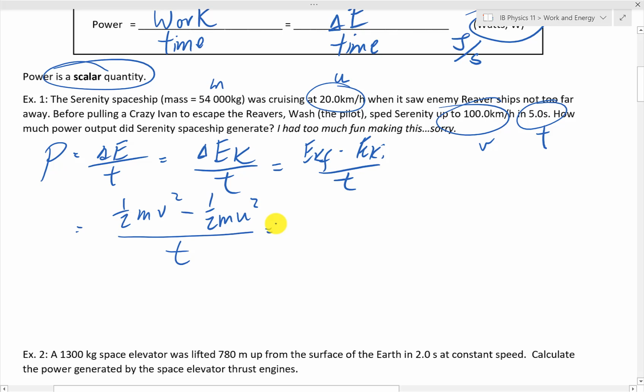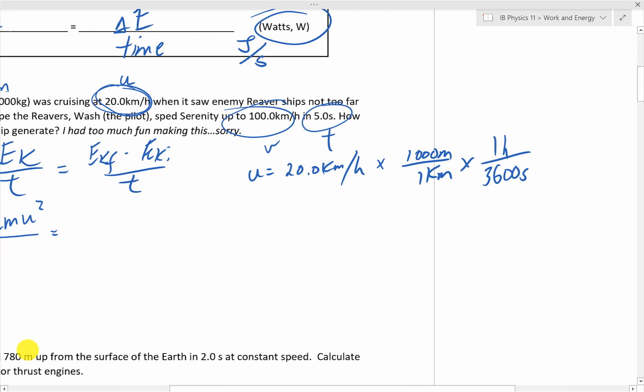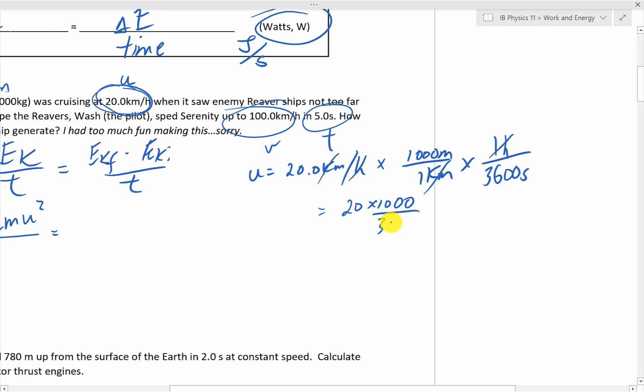Okay, so let's put in the numbers. We got the mass. Our velocities are in kilometers per hour, so we need to convert them to meters per second. Let's do that on the side. The initial velocity is 20 kilometers per hour. To get rid of the kilometers, we multiply by 1,000 meters per kilometer, and since in 1 hour there are 3,600 seconds, we multiply by 1 hour per 3,600 seconds to get rid of the hours. Hours cancel, kilometers cancel. So essentially I am multiplying by 1,000 and dividing by 3,600.